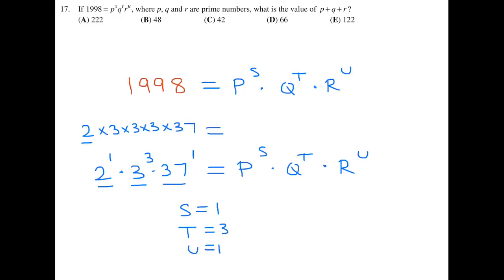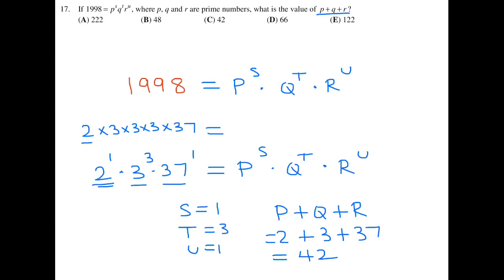So they're asking, what is P plus Q plus R? Well, P is 2, Q is 3, and R is 37. So P plus Q plus R is 42. So the answer here is C.